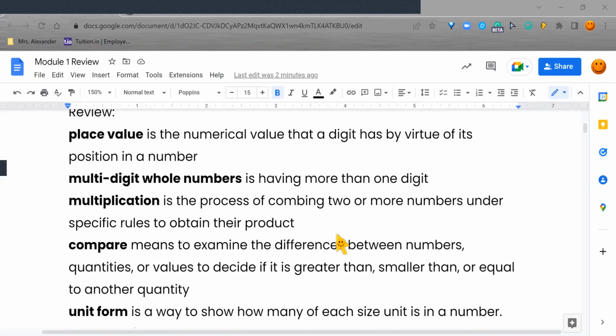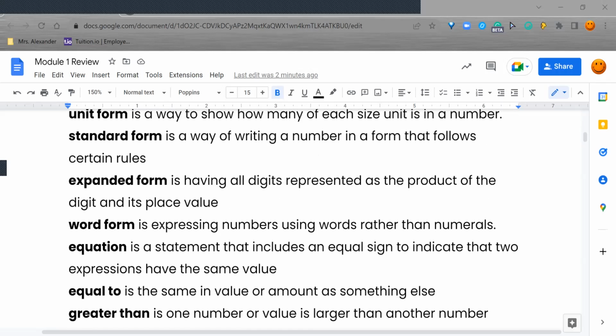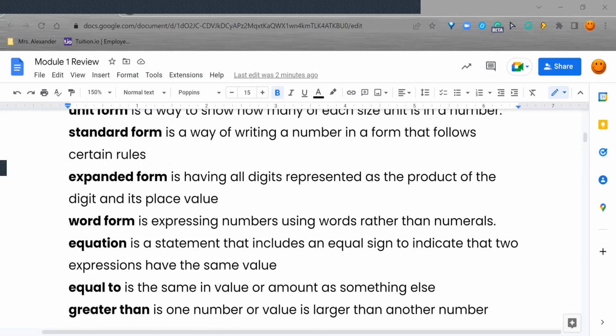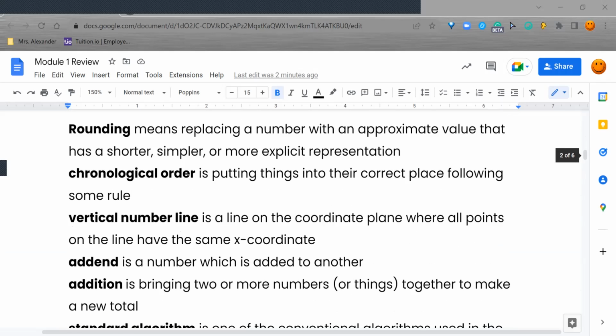We have place value to unit form. Let me move my mouse. There you go. Pause. Okay, now I'm going to move on. We're going to try to get it where it's unit form to greater than. And then I'm going to move down to the next set of vocabulary words.